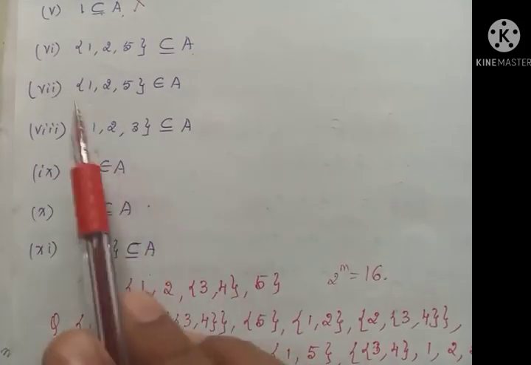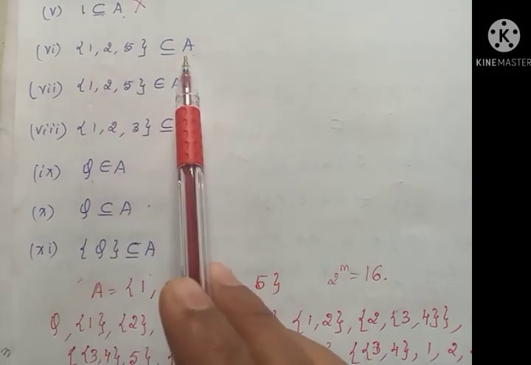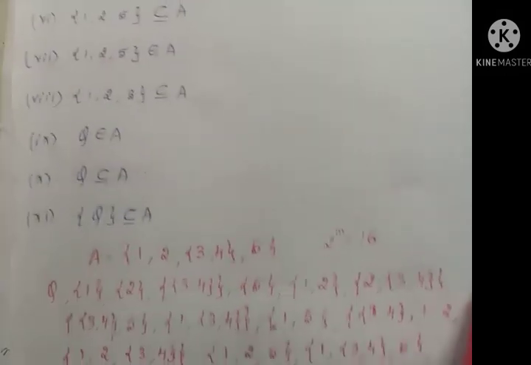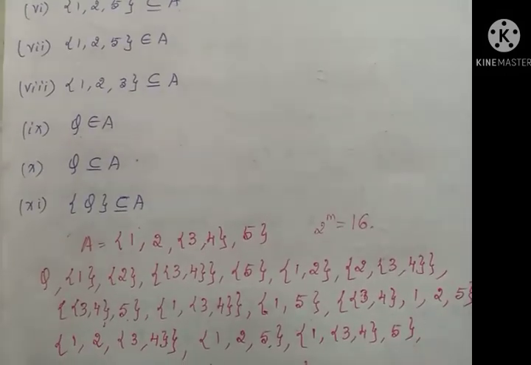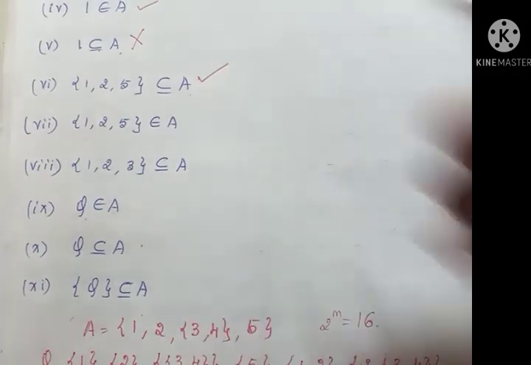So here the set having the elements 1, 2, 5 is a subset of A. Where is it? 1, 2, 5. So you know that this is a subset, isn't it? So this is a correct statement.